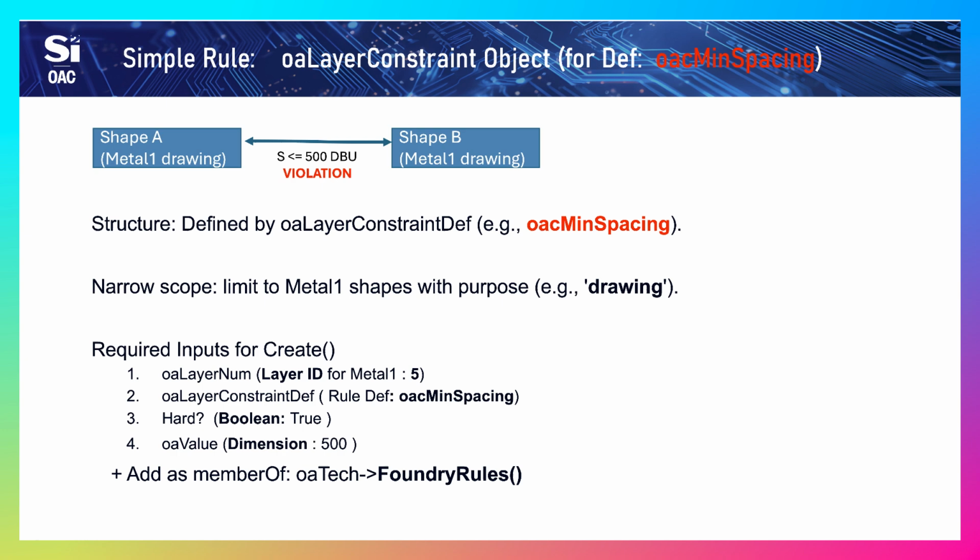spacing violation exists. To create and configure the min spacing layer constraint, we need 4 settings: the layer number, the OA layer constraint def, which is a predefined name, the hard flag, which tells us whether this constraint is required or not required, and the constraint value, which is the 500 integer distance. Also, in our case, we'll add our rule to a tech.DB in its FoundryRules constraint group.